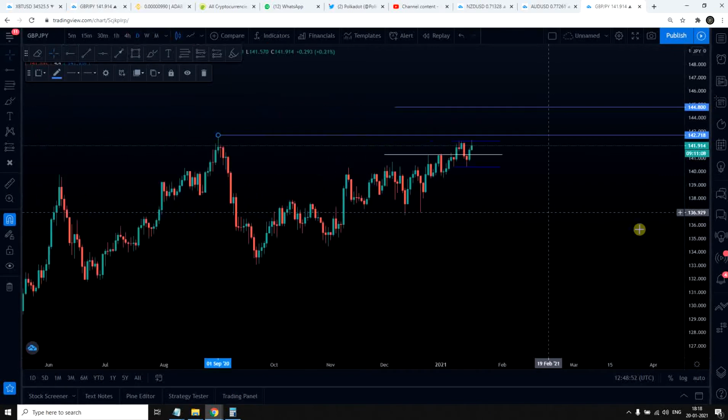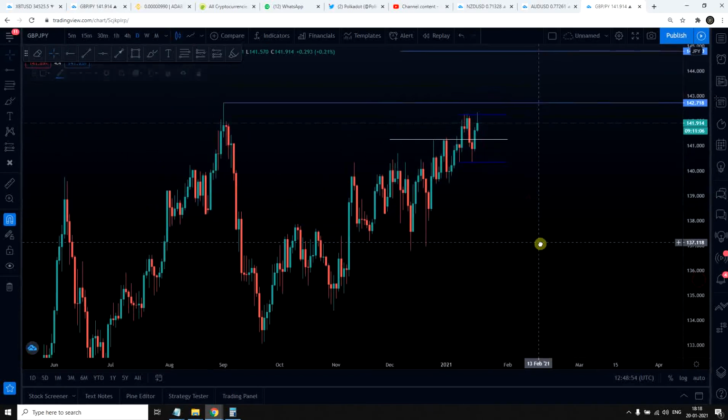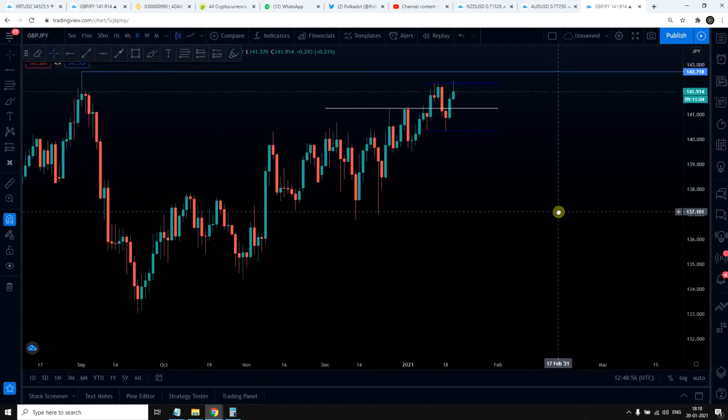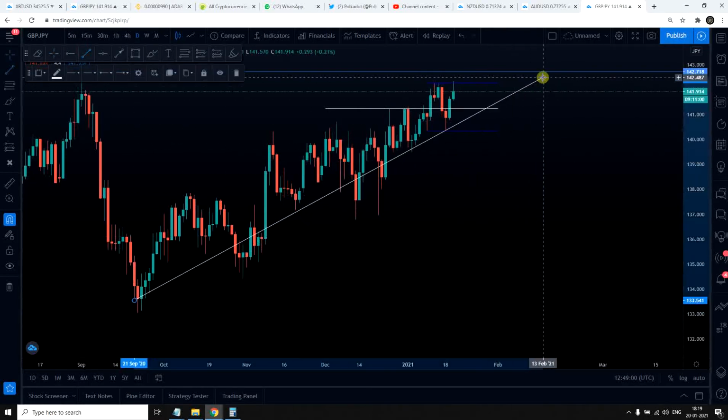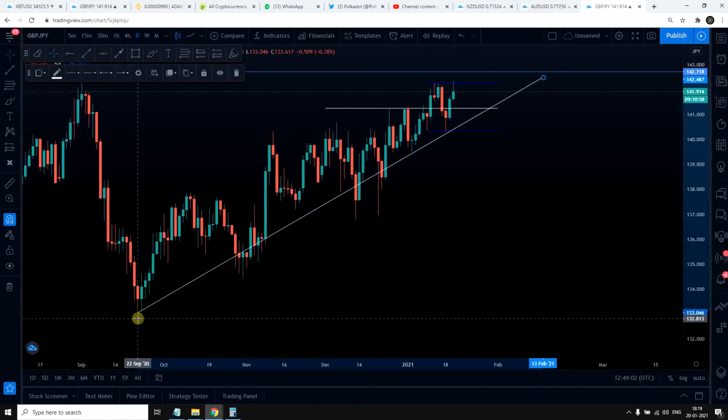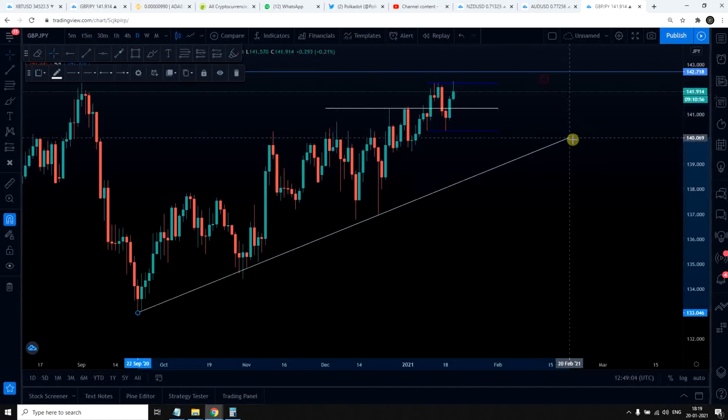Again, going back to the daily time frame, what can we draw? We can draw our trend line first. Let's try from this point. Oops, that's it.